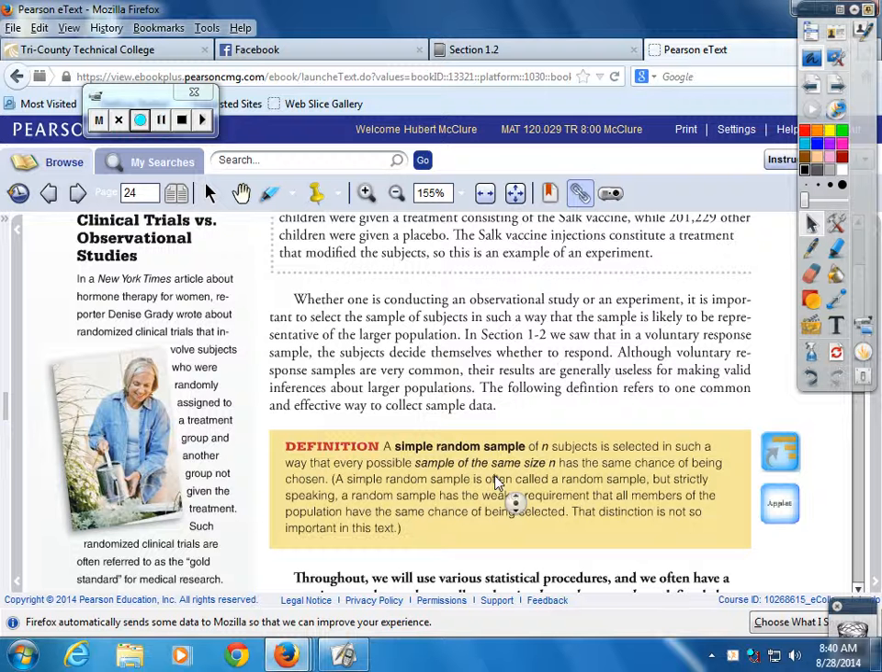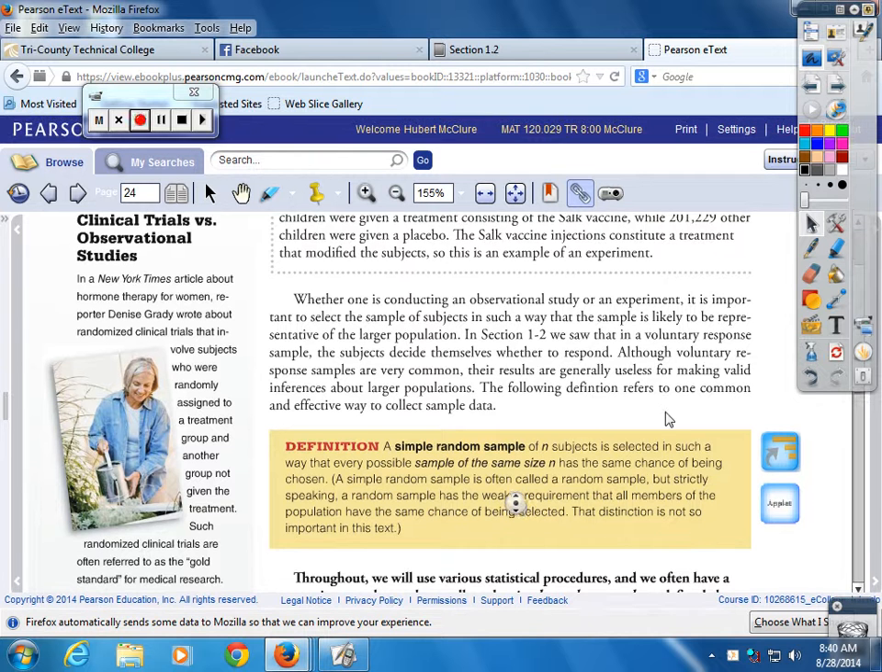So the main thing I want you to know here is that a simple random sample, or a random sample, has equal chance of being what? Hit. That's what you need to know. One has to do with a group, the other has to do with individuals.